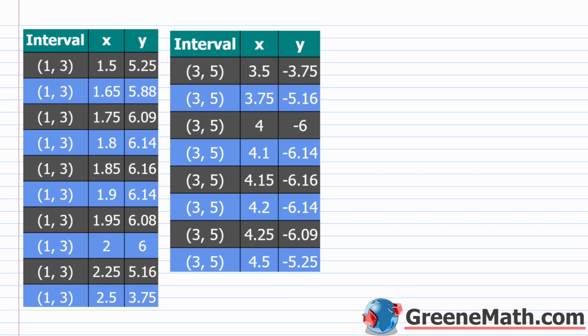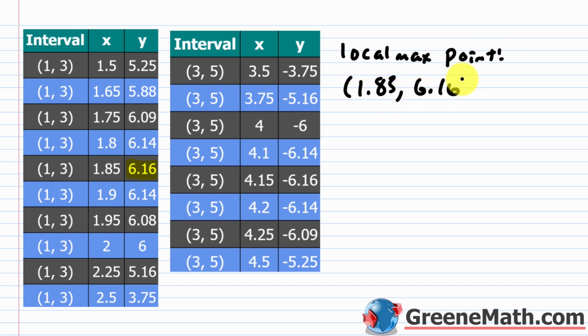So between 1 and 3, what I'm looking for is a local maximum point. So just look for the y value that's going to be the largest. That's going to be right here. So that's going to be at about (1.85, 6.16). So I'm going to say that there's a local maximum point. Again, this is an approximation. It's not going to be perfect. So let's say about (1.85, 6.16). So that would be one of your turns.